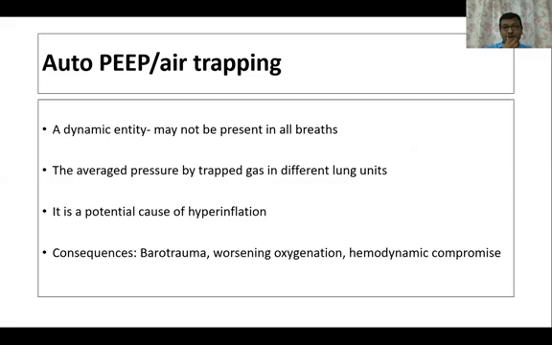Now, the next problem which can be identified and quantified with the help of graphics is auto PEEP. Auto PEEP is a dynamic entity and it won't be present in all the breaths. So this is the average pressure by trapped gas in different lung units. This is a potential cause of hyperinflation and it can lead to barotrauma, worsening oxygenation or hemodynamic compromise.